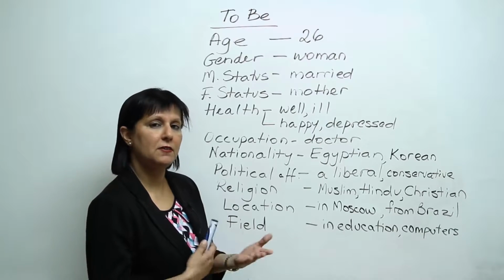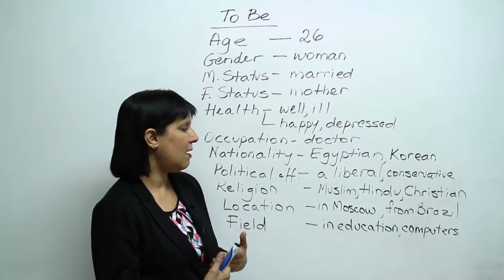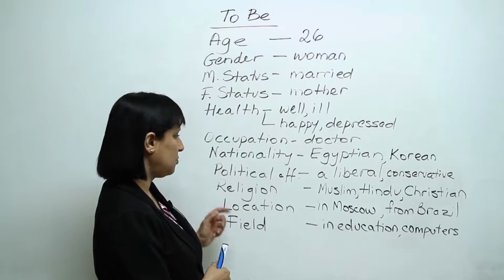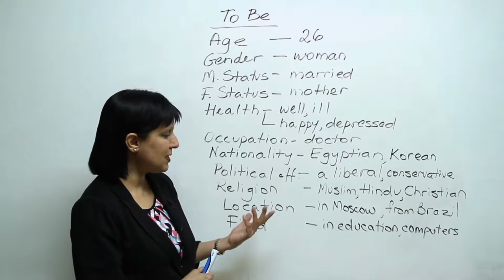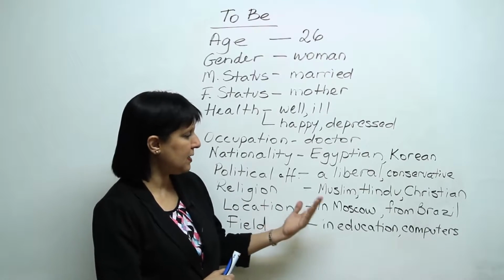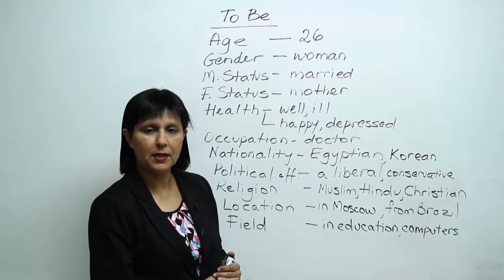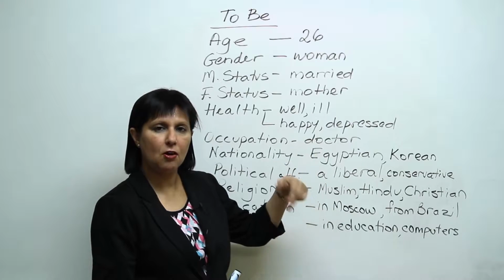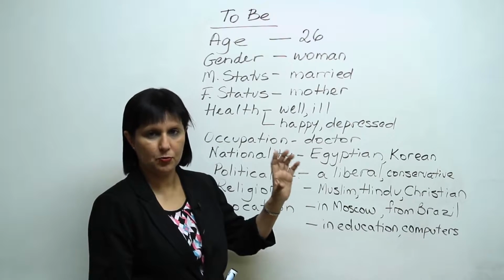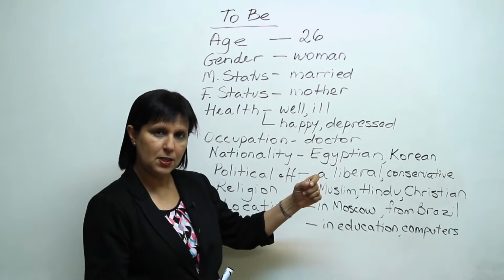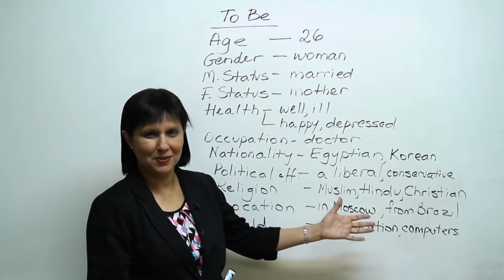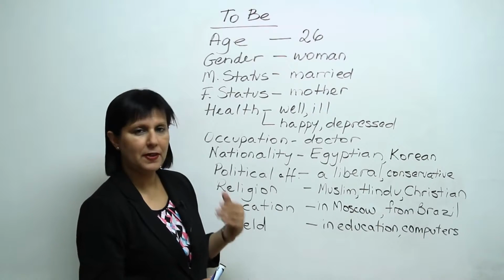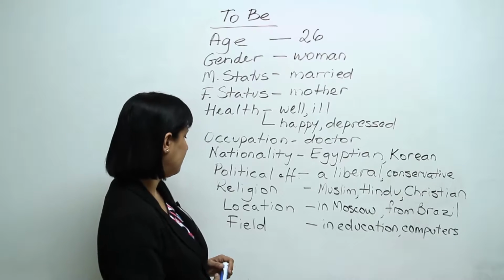Also about your political affiliation. Somebody could say, I'm a liberal, I'm a conservative, all right? Also your religion. I'm a Muslim, or I'm Muslim. I'm Hindu, I'm Christian, okay? When we say I'm Hindu, it means I'm a person from the Hindu religion. I'm a Hindu means a person who is a Hindu. So you could actually say it either way, with the word a or without the article a, okay?